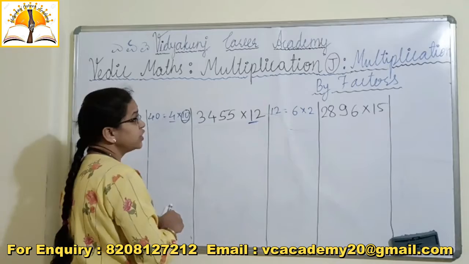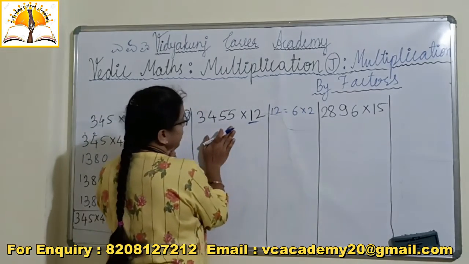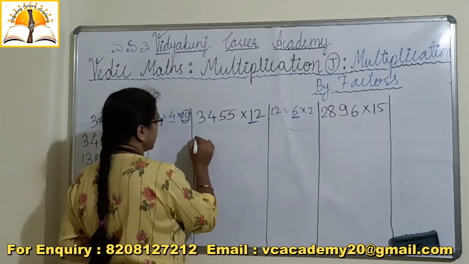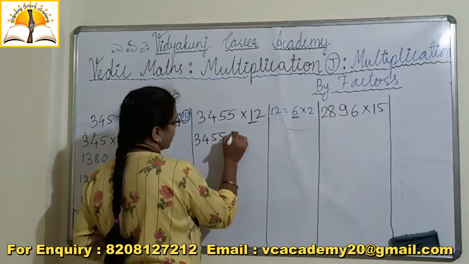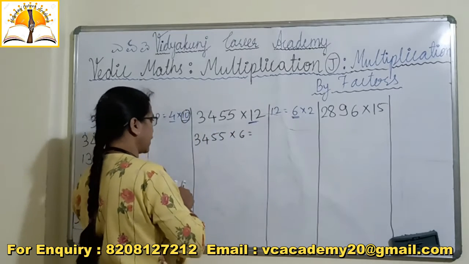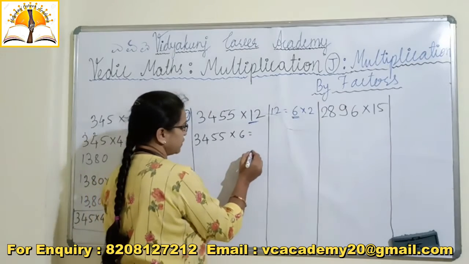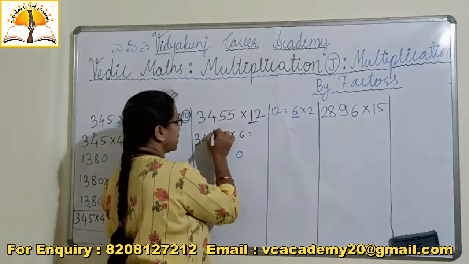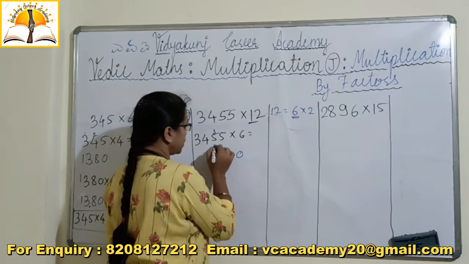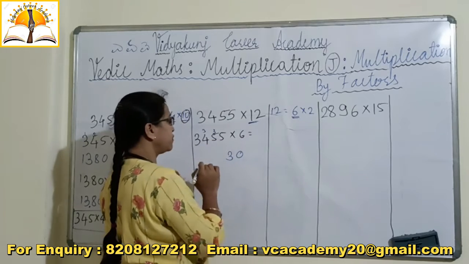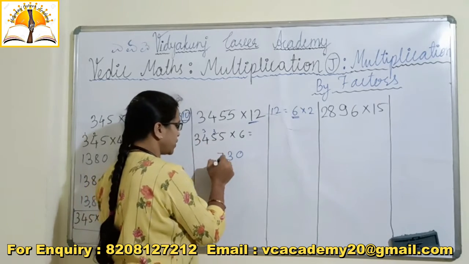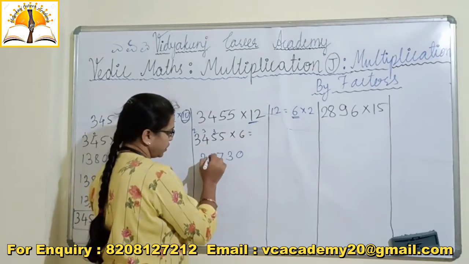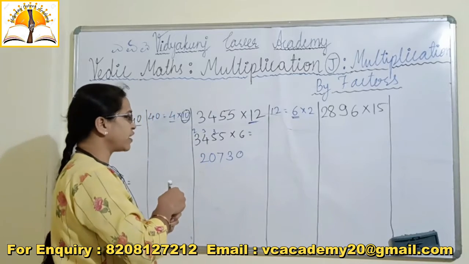I will multiply the multiplicand by one factor. I will take factor 6. 6 5s are 30, 0 and 3 carry. 6 4s are 24, 24 plus 3, 27, 2 carry. And 6 3s are 18, 18 plus 2, 20. Got it? Next factor I will take.